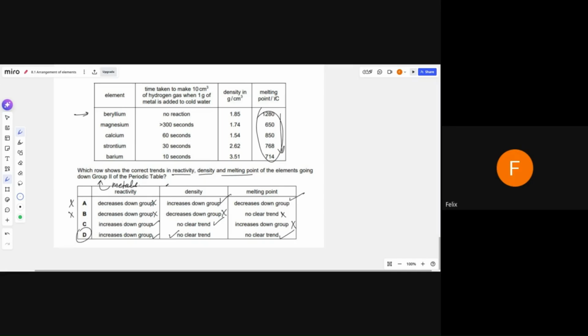You need to analyze the data based on reactivity, density and melting points, right? You can see that the reactivity is increasing, so it is taking less and less time to react. The more seconds taken, the less reactive the substance is, and the less time taken, the more reactive the substance is.